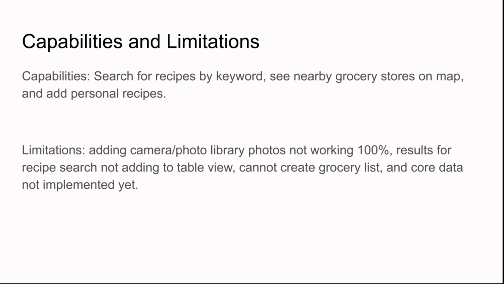The current build of the app can give the user nearby grocery stores on the map view based on their current location. Also, the user can search for online recipes and results will show in the output window. And they can also add personal recipes and edit the ingredient list and directions for the recipe.